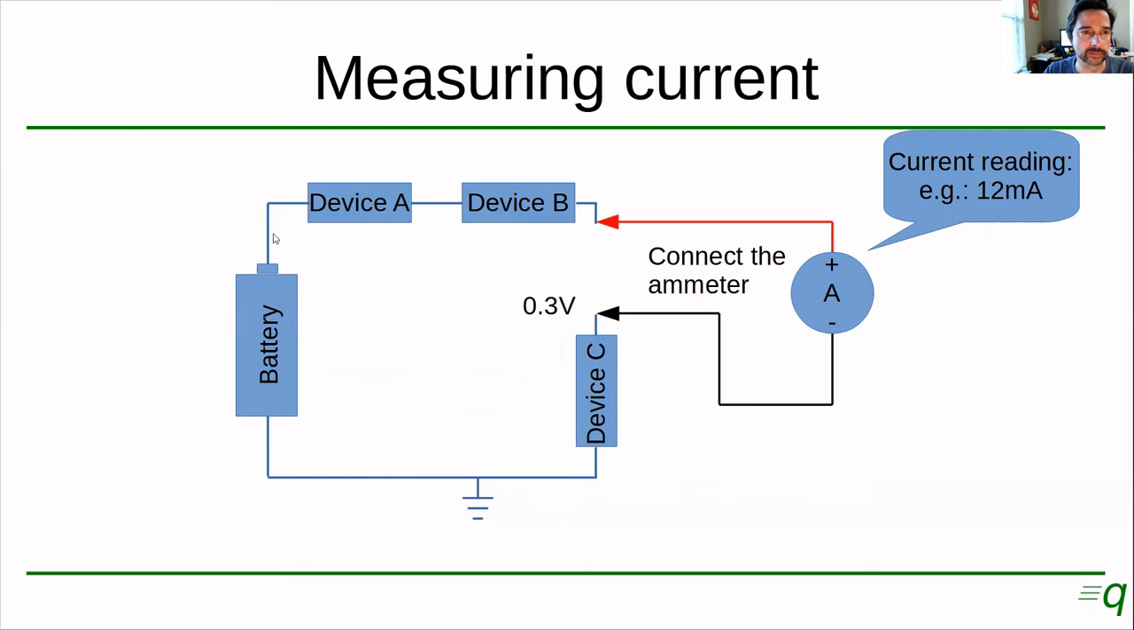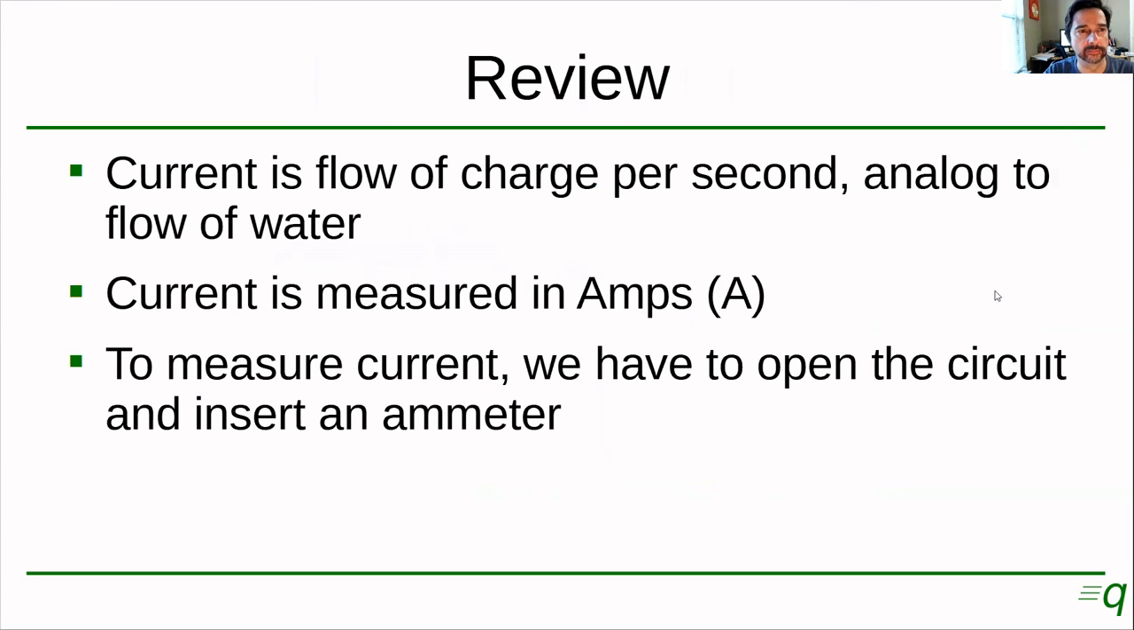So the current flow is going to be from the positive side of the battery through device A, device B, the ammeter, and then through device C and to ground or to the negative terminal. And we will have a reading here, say 12 milliamps, okay? So the same happens with the polarity here. If current enters the ammeter through the positive side and leaves through the negative side, your reading is going to be positive. Otherwise, it's going to be negative.